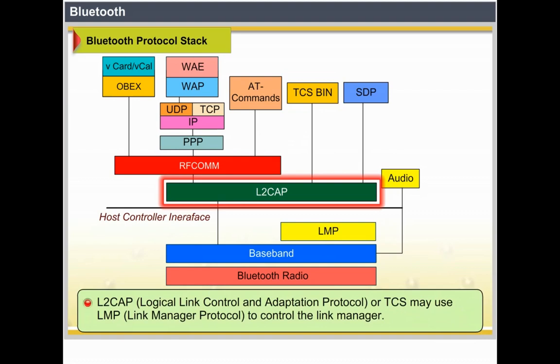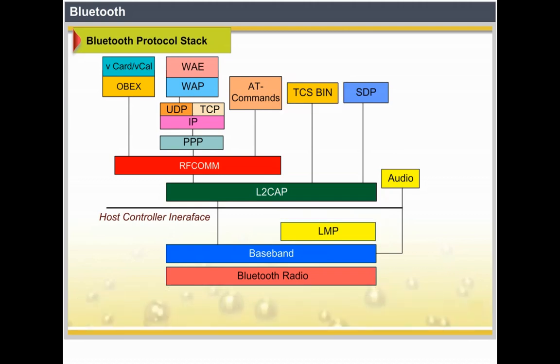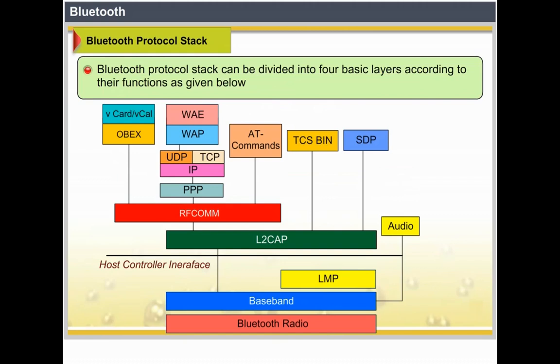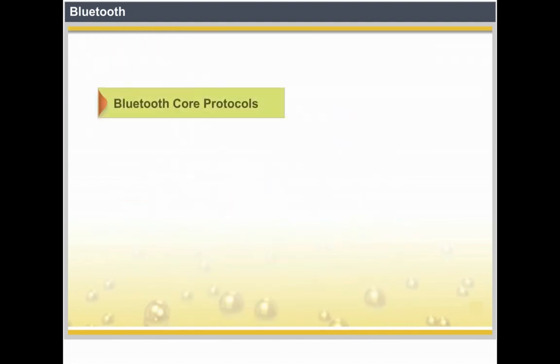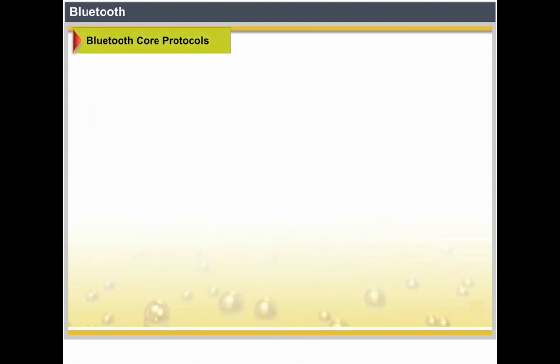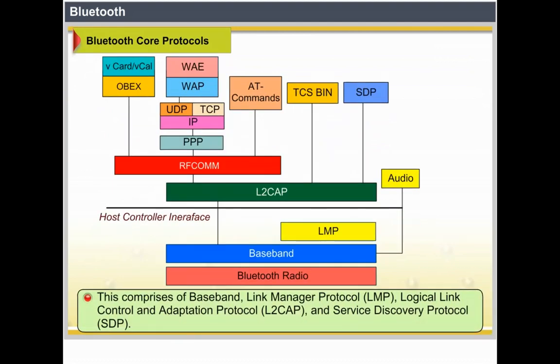L2CAP, logical link control and adaptation protocol, or TCS may use LMP, link manager protocol, to control the link manager. Bluetooth protocol stack can be divided into 4 basic layers according to their functions as given below. Bluetooth core protocols: this comprises baseband, link manager protocol LMP, logical link control and adaptation protocol L2CAP, and service discovery protocol SDP.